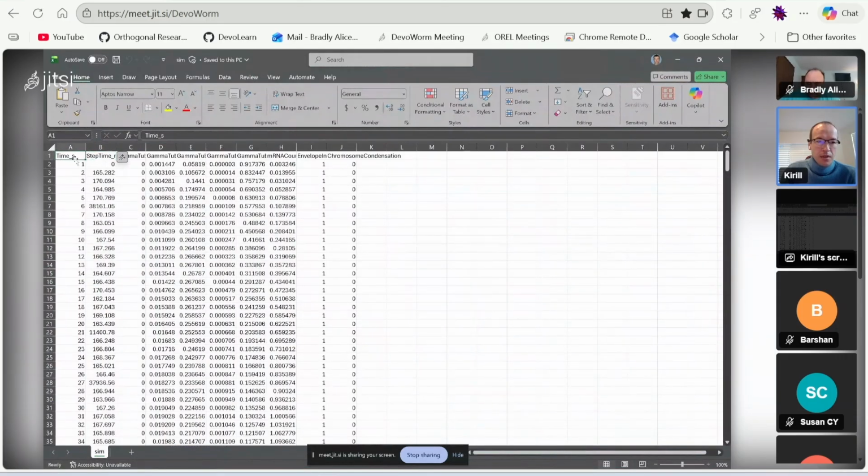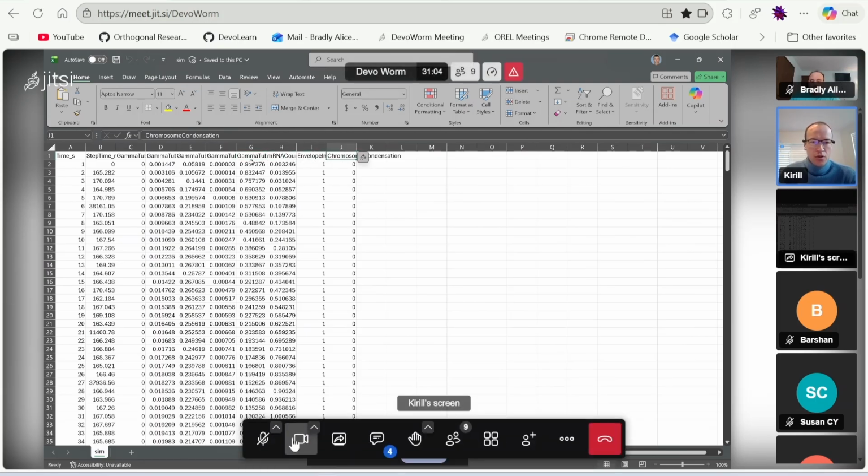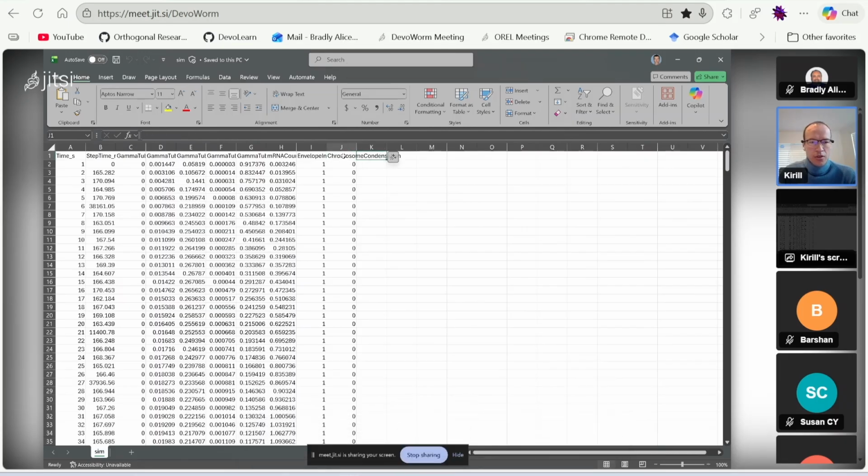There is a time step, simulation time, and some data here. I was looking at gamma tubulin concentration, so there is gamma tubulin RNA and gamma tubulin protein. I was looking at it because it affects the number of microtubules that are created on the centrosome. And this is a centrosome chromosome. I'm not sure what the chromosome condensation is.